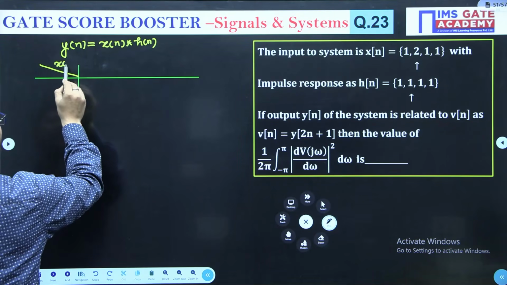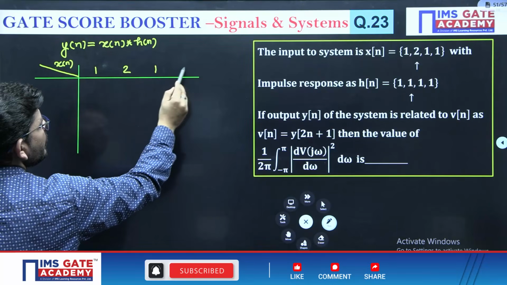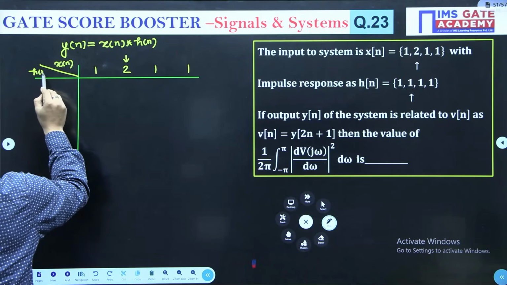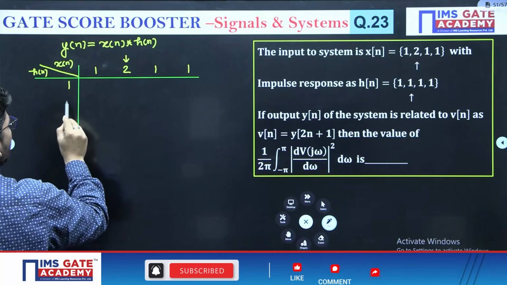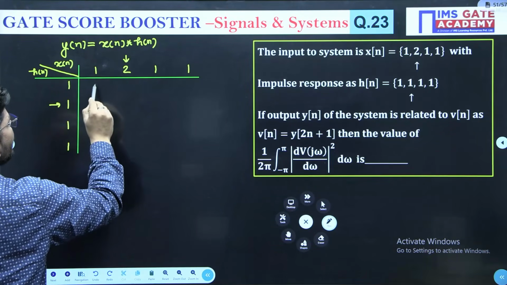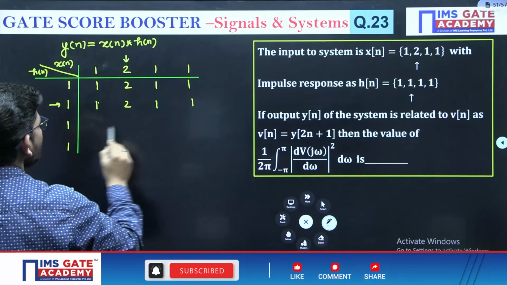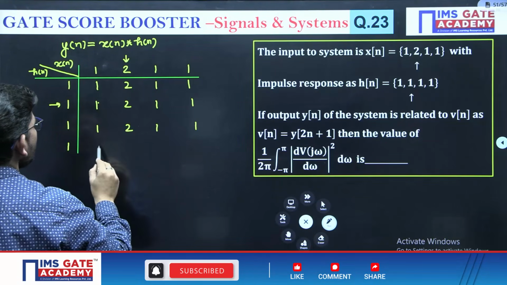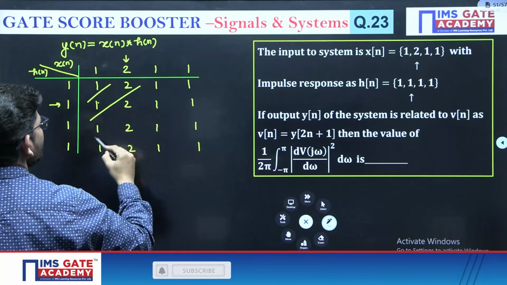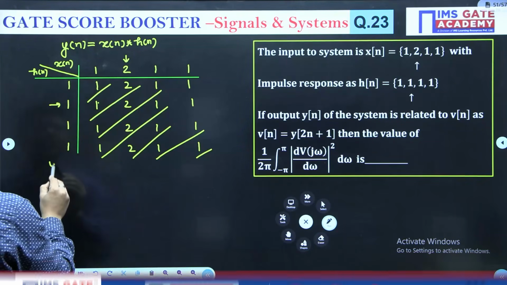So let me write x of n here. What is x of n? 1, 2, 1 and 1, and the arrow is put here. And then write h of n here. You can write them anywhere. It is 1, 1, 1 and 1. Okay, and the arrow is put here. Now just multiply all the components here. 1, 2, 1, 1, 1, 2, 1, 1, 1, 2, 1, 1, 1, 2, 1, 1. Okay, now just add them diagonally. Correct, just add them diagonally, and then you will get your y of n.